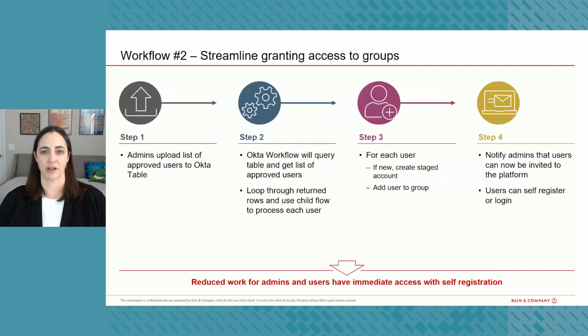And again, here's a high-level algorithm of the workflow that I'll show you. Basically, we can show how you can upload a spreadsheet from a business administrator. Then we can query that table and iterate over each user. And then again, we'll use a child flow to process each user. In this case, we'll also check to see if the user already exists. If not, it'll create the staged account and then add them to the right group. Once done, we can also use the workflow to send an email notification to the administrator, letting them know that the users are all set up, and then they can invite them to the platform.